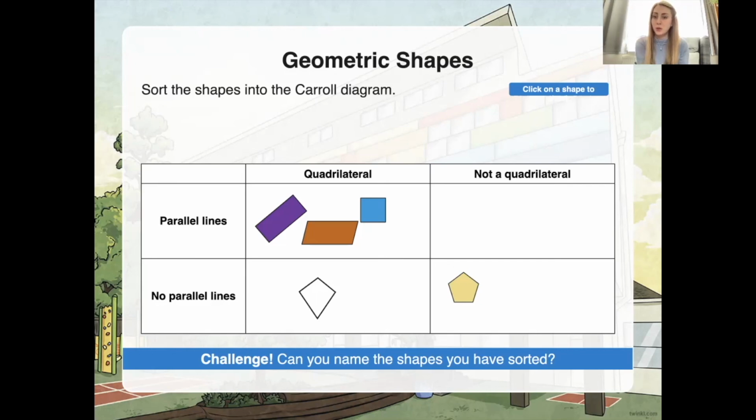Now, when you're using your Carroll diagram, you need to make sure that on one side you've got this is true and on the other side it's not true. Otherwise, the Carroll diagram doesn't quite work. So it needs to be parallel lines and no parallel lines, and then quadrilateral or not a quadrilateral. You could also have is the color blue, is not the color blue, has three sides, doesn't have three sides. It needs to be either it does or it doesn't.